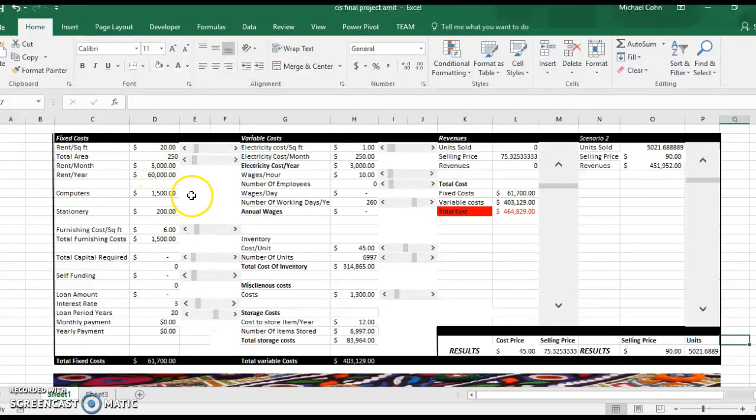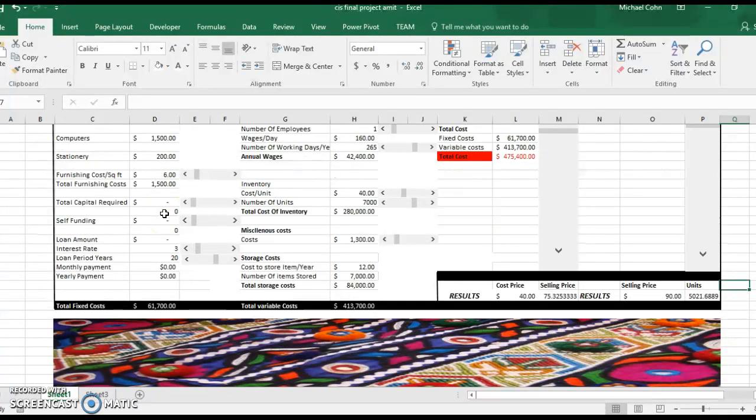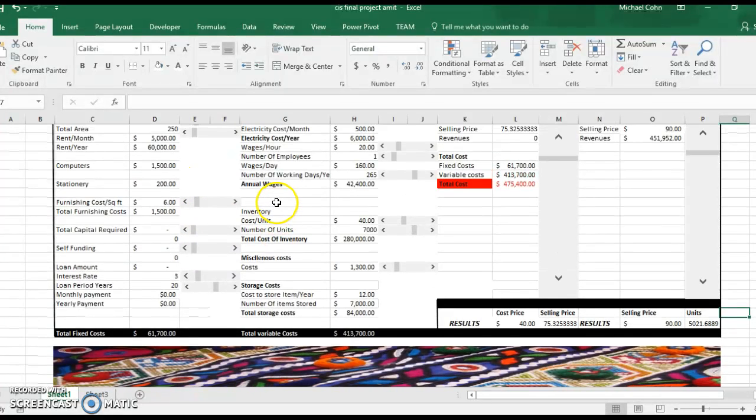Additionally, she might have to buy some computers, printers, etc., which will cost around $1,500. She will also have some need for stationery, pens, pencils, paper, which will be an additional $200 a year. Apart from the stationery, she would also need to furnish the store, and the furnishing costs are roughly $6 a square foot. So it would cost roughly $1,500 to furnish the store.